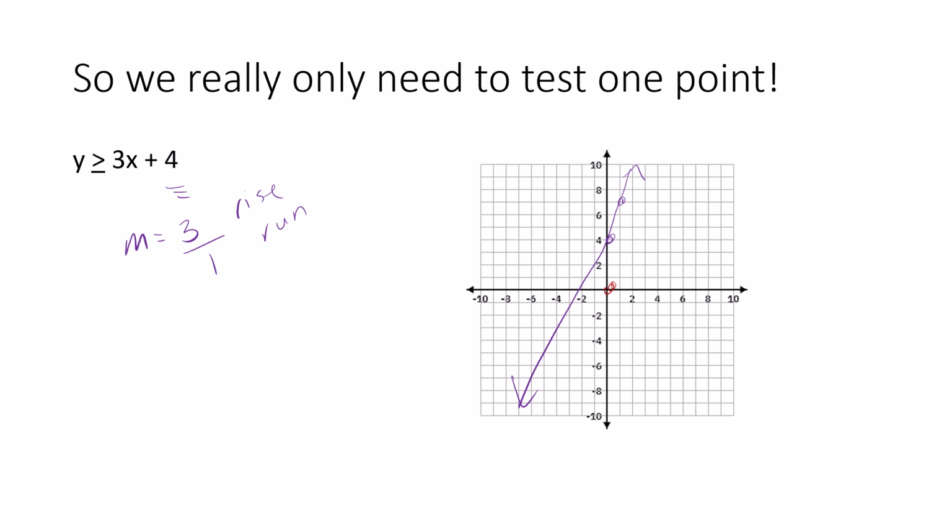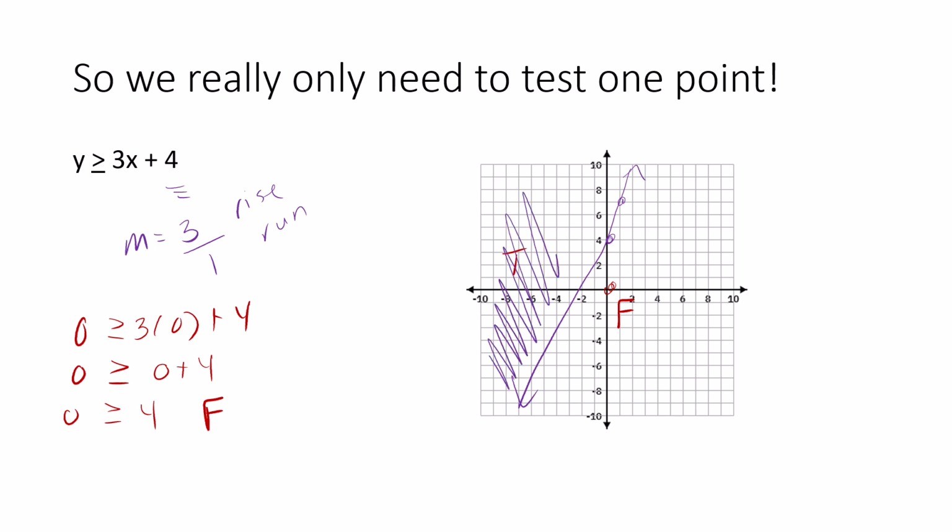So I'm going to go ahead and pick 0, 0 here. And I get 0 is greater than 3 times 0 is 0, and 0 plus 4 is 4. So I have 0 is greater than 4, which is false. That tells me that's the false side of the line. All the points on that side are going to be false, which means the other side of the line must be the true side, and we shade all the things that are true. So there's my shading. And that's how we graph linear inequalities using the test point.